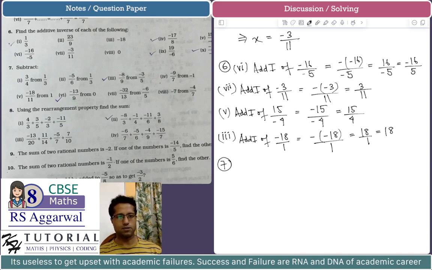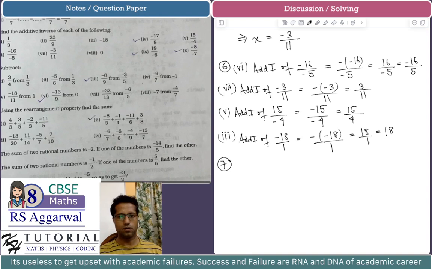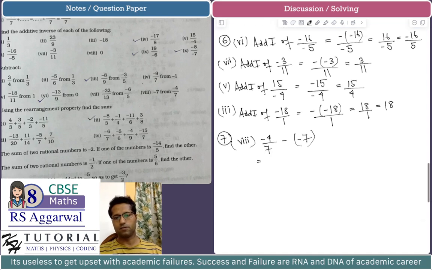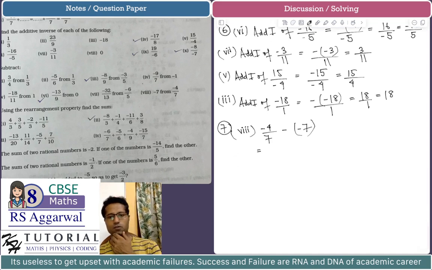Subtract. This is about subtraction. Okay. Let's do part 8. It has asked to subtract minus 7 from minus 4 by 7. So from minus 4 by 7, we have to subtract minus 7. Now as we have studied in the previous video, part 6, how do we subtract a rational number from another rational number? We just add the additive inverse of the rational number that needs to be subtracted.